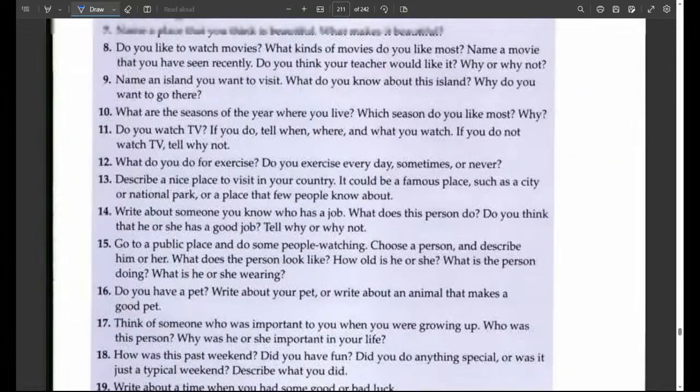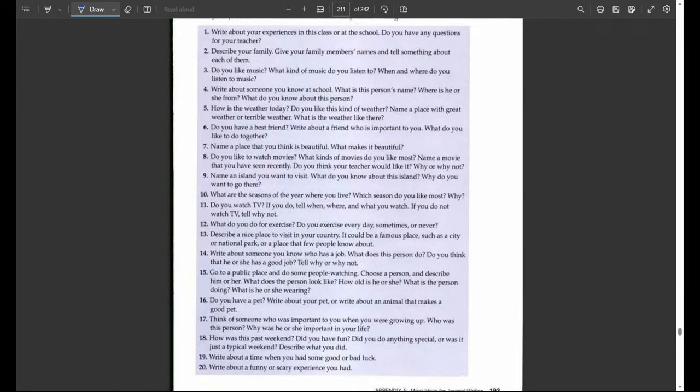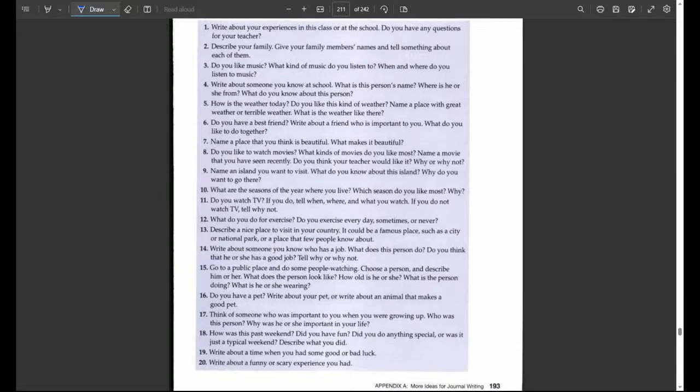So these are the topics. Again, page 193, you can choose any of these topics and write about them. Page 193. Alright, so I hope you have got it. This is page 193, the topics that you must choose from.